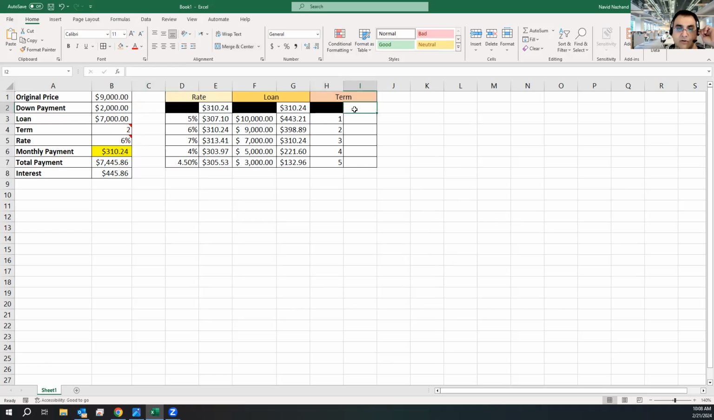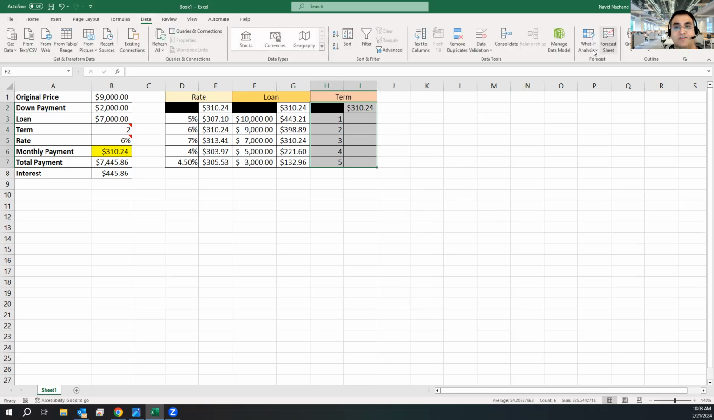As I explained earlier, equals the payment that we have, and then select this area, data. It's very simple, right? As you have to do it again and again, it will become very easy. So again, everything is in a column. Which column is that? What is the thing in the column? Term, and click on OK. And I have all the numbers.